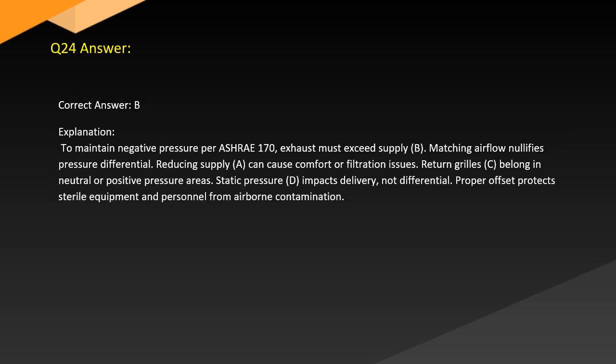Answer. Correct answer: B. Explanation: To maintain negative pressure per ASHRAE 170, exhaust must exceed supply, B. Matching airflow nullifies the pressure differential. Reducing supply, A, can cause comfort or filtration issues. Return grills, C, belong in neutral or positive pressure areas. Static pressure, D, impacts delivery, not differential. Proper offset protects sterile equipment and personnel from airborne contamination.